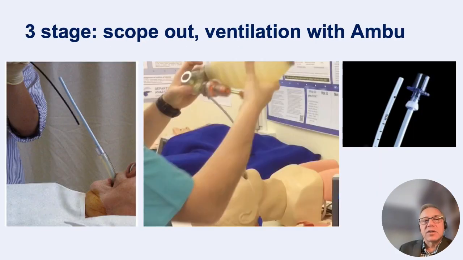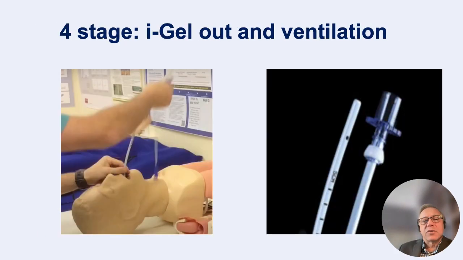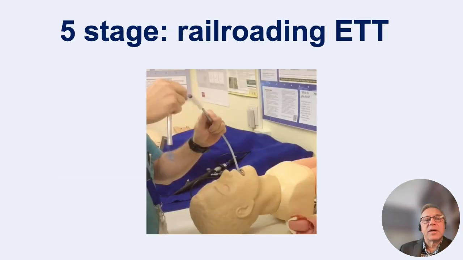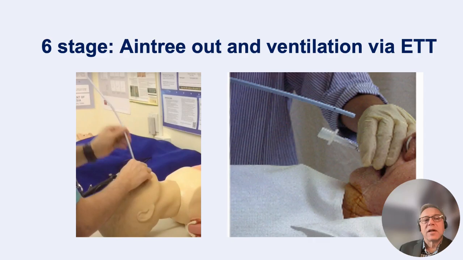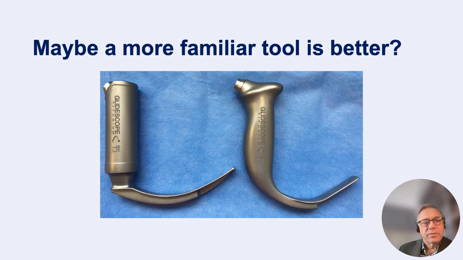So the third stage is the scope out, and you leave the entry catheter in. You connect the 15mm connector, and you ventilate your patient. Fourth stage is you take the iGel out and again ventilate your patient. And fifth stage is you railroad the endotracheal tube over the entry catheter. And the sixth stage, you remove the entry catheter and your tube is in. Easy. So that's another reason why you need to learn fibre optic intubation.